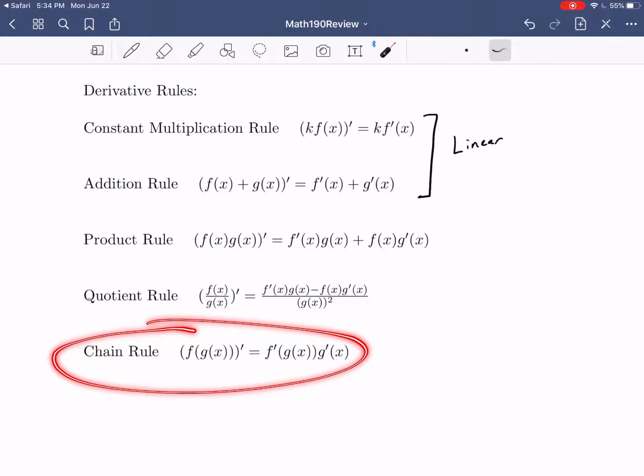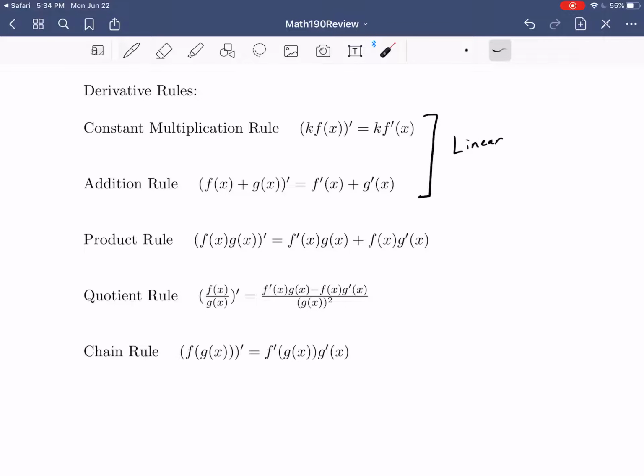Lastly, maybe the most important derivative rule you learned, which is how to deal with the derivative of compositions. Remember, composition is a really unique operation. It's an operation that only makes sense for functions, as opposed to things like addition, multiplication, division. That makes sense for numbers, but composition is special for just functions. And the chain rule tells us how to work with derivatives of compositions.